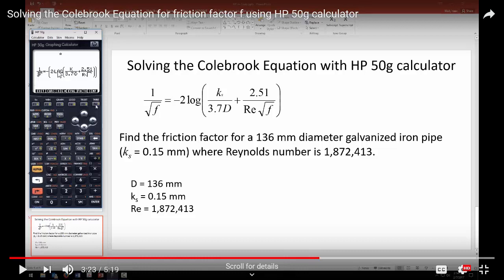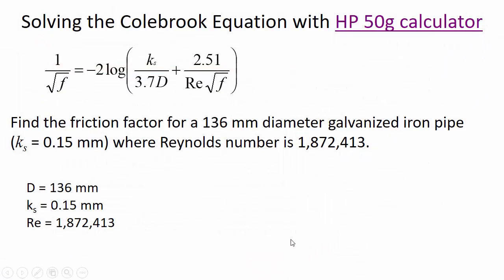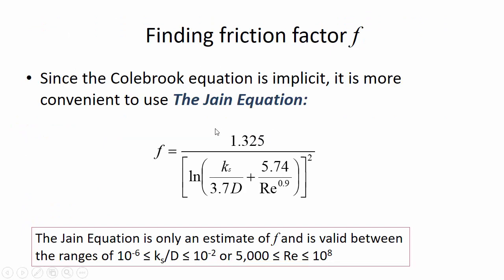Then you'd have the added advantage of being able to put in the Colebrook equation and just solve for f that way. But it really doesn't come to that because there's an approximation for the Colebrook equation that isn't implicit. Remember, implicit is when the variable's on both sides of the equation. The Jain equation is direct rather than implicit. You put in the k sub s, the D value, your Reynolds number, and within a range of Reynolds numbers and relative roughnesses, it will give you an accurate approximation of the f value.